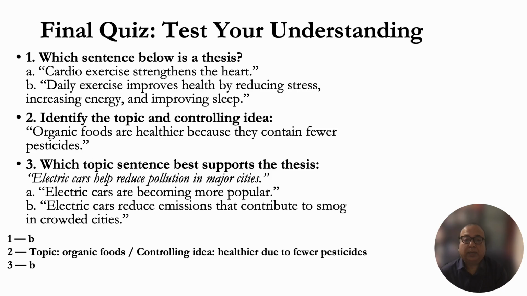Number 1 is B, right? Cardio exercise strengthens the heart. It's too general because you just get a sense of, okay, strengthens the heart. Number 2, identify the topic and controlling idea. Organic foods is the topic, right? And what's the controlling idea? That organic foods keep people healthier because they contain fewer pesticides. There are no chemicals or pesticides used. And for number 3, electric cars reduce emissions that contribute to smog in crowded cities. That's the correct answer. All right.